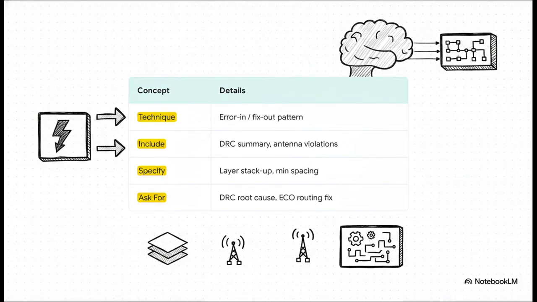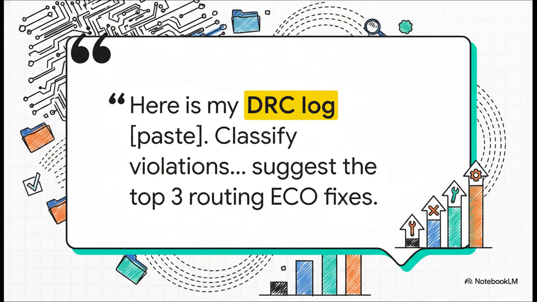Okay, on to routing, and listen. This is where you can save a ton of debug time. The go-to technique here is the error in, fix out pattern. It's super simple. You feed the LLM a raw error report like a DRC summary or a list of antenna violations, give it some key context like your metal stack, and then ask it for the root cause and a potential ECO fix.